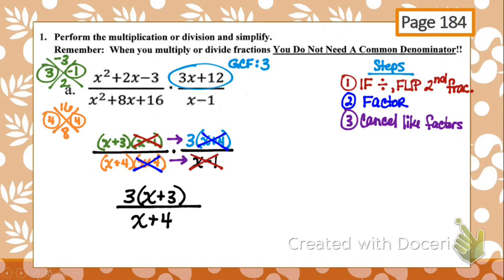Can it reduce any more than that? No, I'm done. You can distribute if you want to, but you are not required to. So the question was, don't you have to distribute the 3 up in the numerator? If you want to, you can. I'm not requiring you to do that.